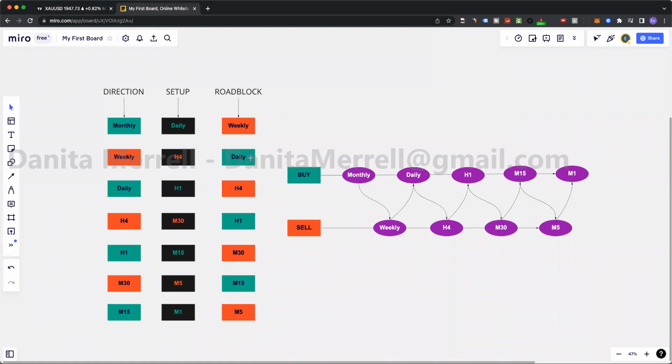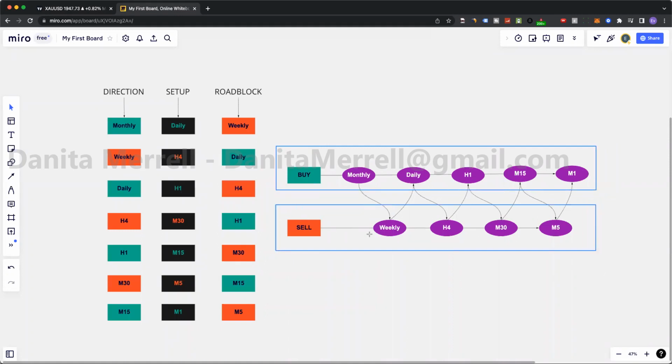Okay, so in our markets, we have two sets of time frames. Our first set, if our monthly is buys, then we have daily buys, H1 buys, M15 buys, and M1 buys. And if the monthly is in buy direction, then we have sell direction in weekly, H4, M30, and M5. Okay, so there's two sets of time frames.